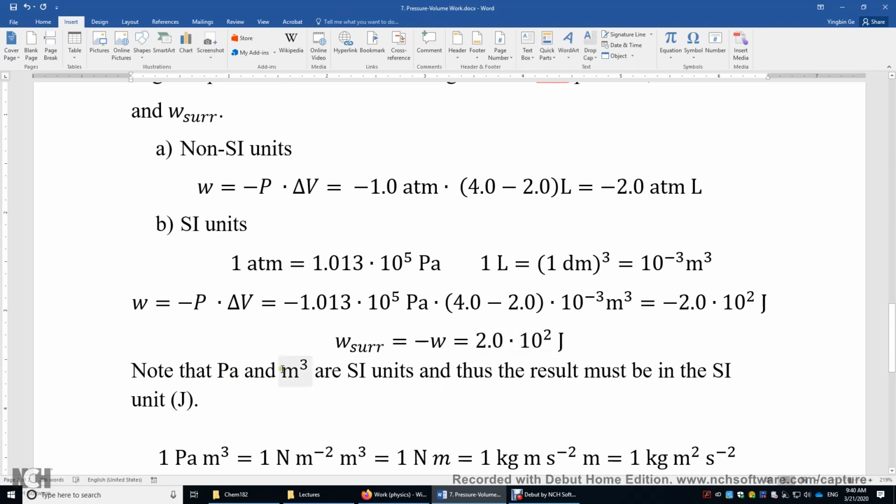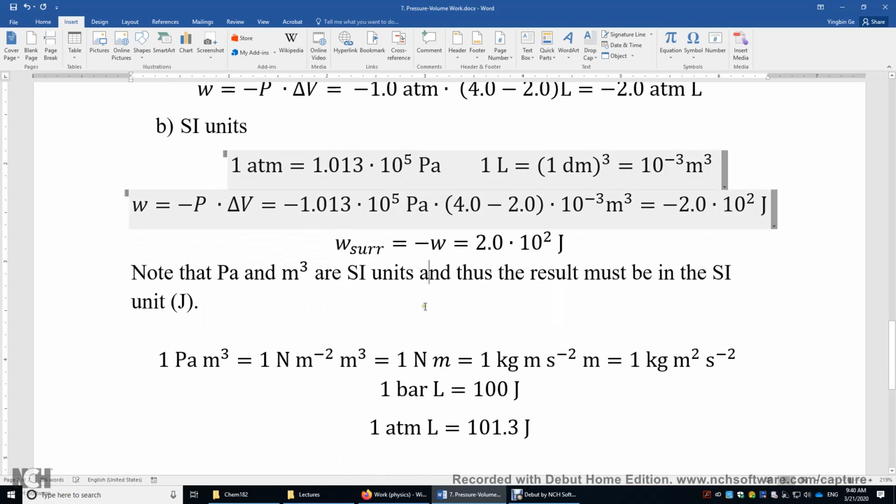Remember, pascals and cubic meter are SI units, and then we are confident that whatever numerical value we get in the end, it's going to be also in the SI unit. In this case, it's a joule. Unit conversion. 1 pascal times 1 cubic meter is equal to 1 Newton divided by meter squared. Again, 1 pascal is equal to 1 Newton force exerted on 1 meter squared area. So this is pascal, and then multiplied by cubic meter, and then we can combine these two. The result is 1 Newton times 1 meter.